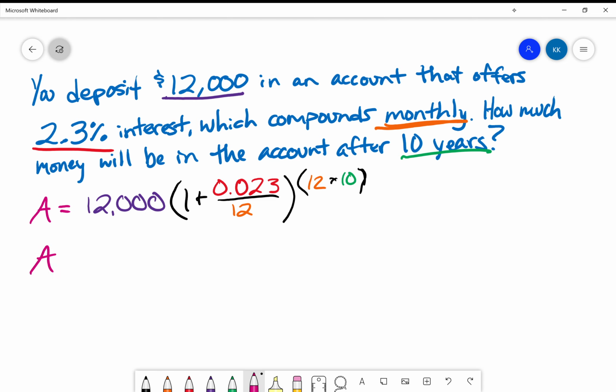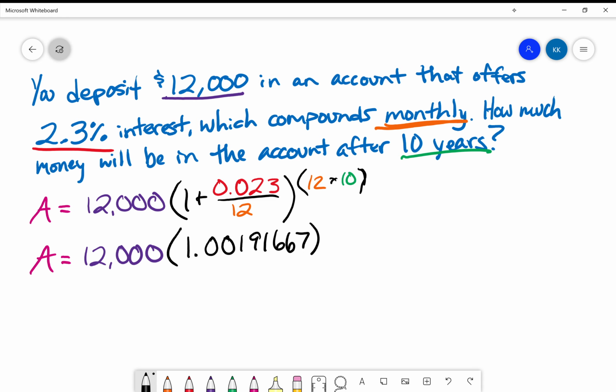So A equals 12,000. Let me grab my calculator. I'm going to do 0.023 divided by 12 equals 0.00191667, and I'm just going to add 1 to it right off the bat. 1.001916667. Yeah, I'm going to write all that in because I like to be specific. To the power of 120.